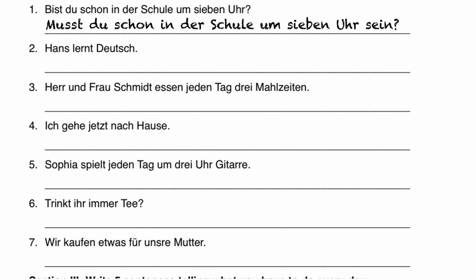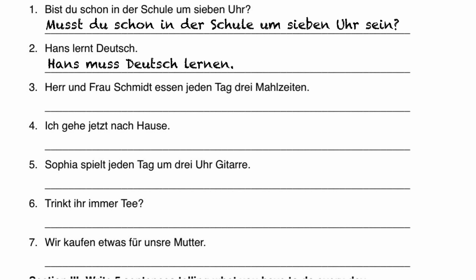Nummer 2. Hans lernt Deutsch. Hans is learning German. If we want to say Hans has to learn German, we would say Hans, and then a form of müssen, and then we'd move lernen to the end of the sentence again like we did before. So we would have here Hans muss Deutsch lernen. Hans has to learn German.